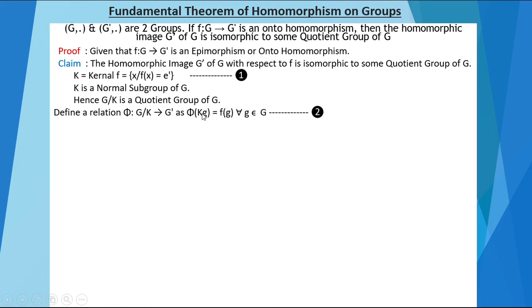The image of Kg with respect to phi is nothing but the image of small g with respect to f. The image of small g with respect to f belongs to the codomain G dash. Codomains of f and phi are the same.